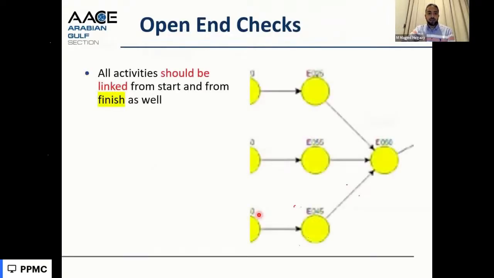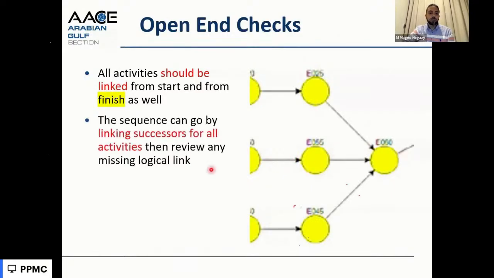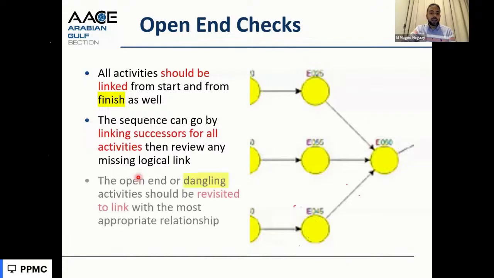Open-end activities. We need to check that we don't have open-end activities. Every activity is linked from a predecessor and to a successor, and we don't have dangling activities. If the successor link is from the start, not from the finish, we will link it again from the finish. We will add the appropriate link to the finish, as per the appropriate relationship.